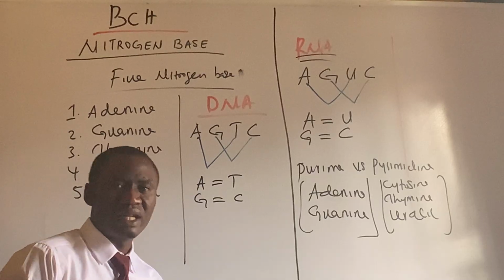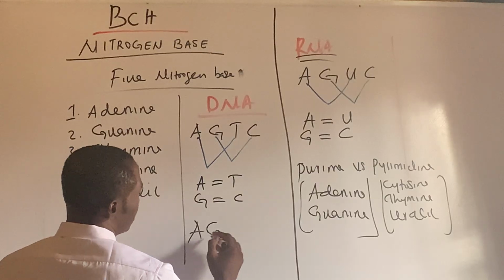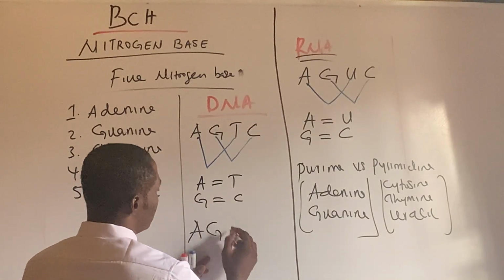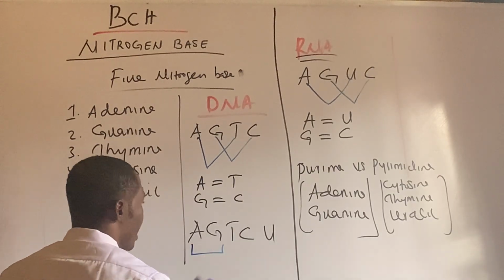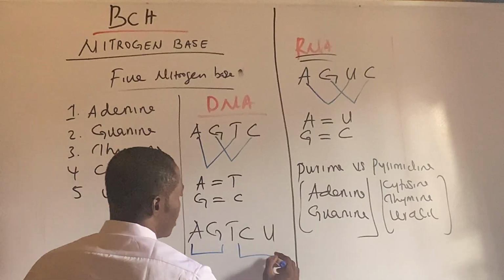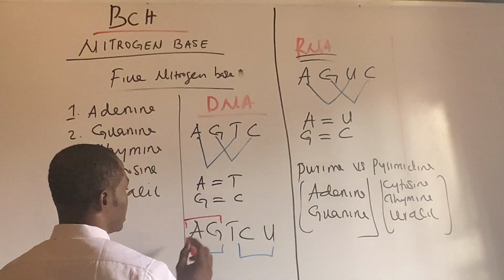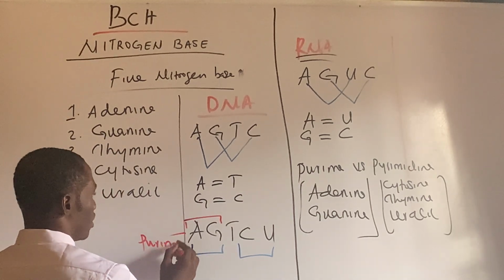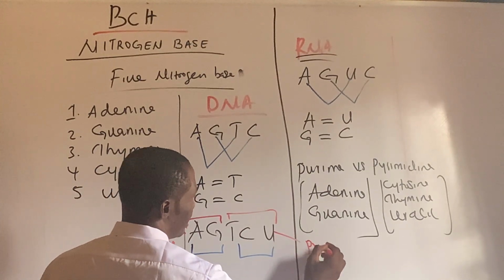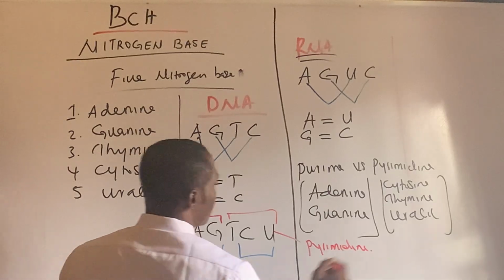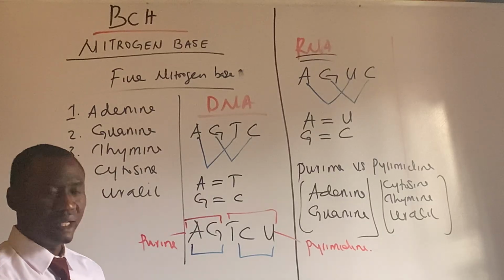For you to remember this quickly in a nutshell, just write, let me make a space, write it here, AGTCU. If you have done that, from here to here, they are known as the purines. So, this is the purine. Then, from this one to this one is called the pyrimidine. All right, you should be able to differentiate between the purine and the pyrimidine. Let's go to the next thing.